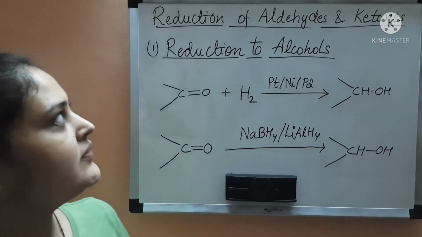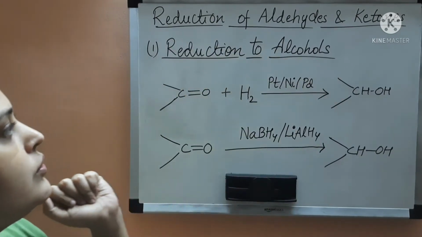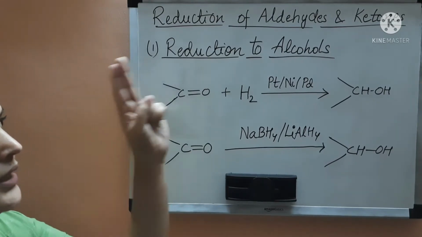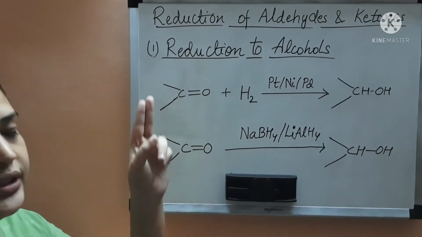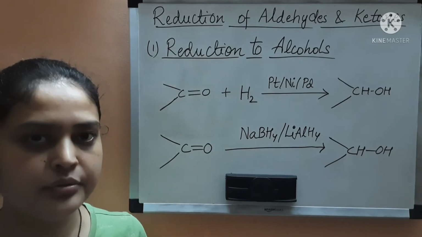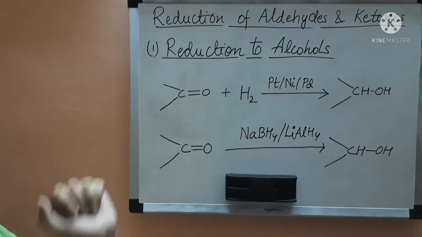Hello everyone. Today we'll start our topic, reduction of aldehydes and ketones. Here we will study two types of reduction. First, in which the aldehydes and ketones are converted to alcohols, and second, in which the aldehydes and ketones are converted to hydrocarbons. Firstly we will see the reduction to alcohols.